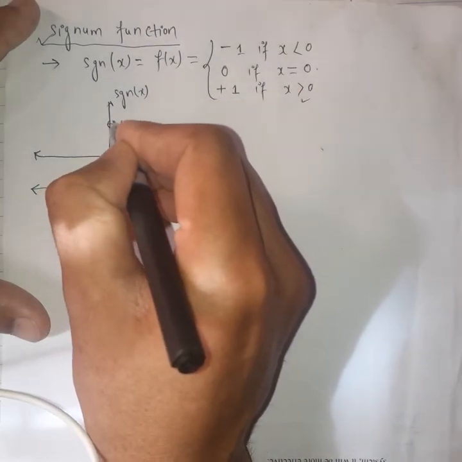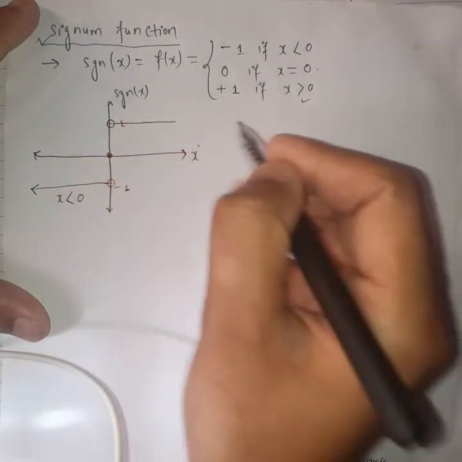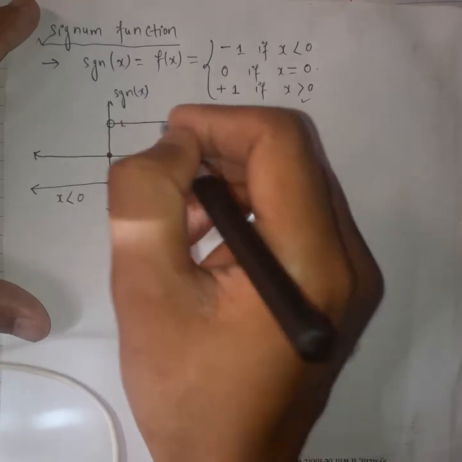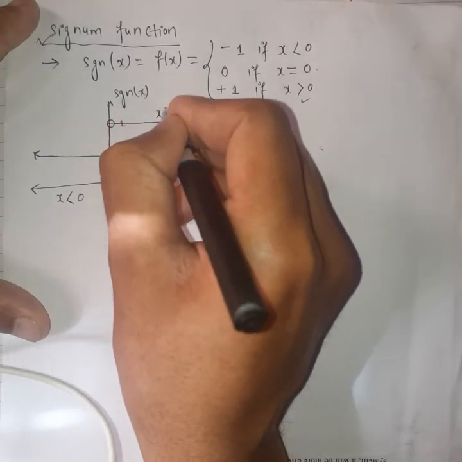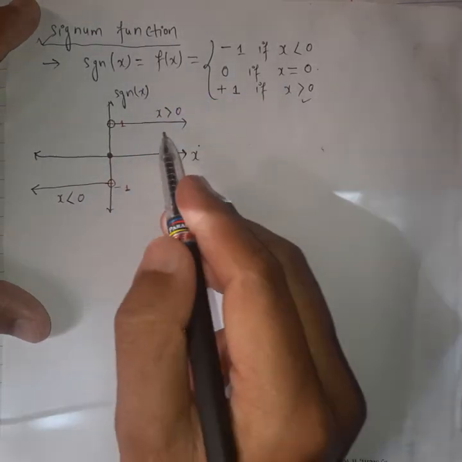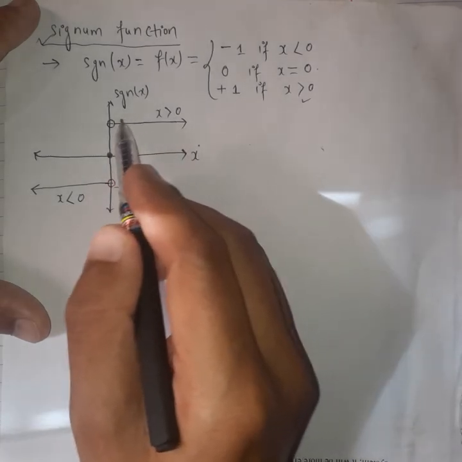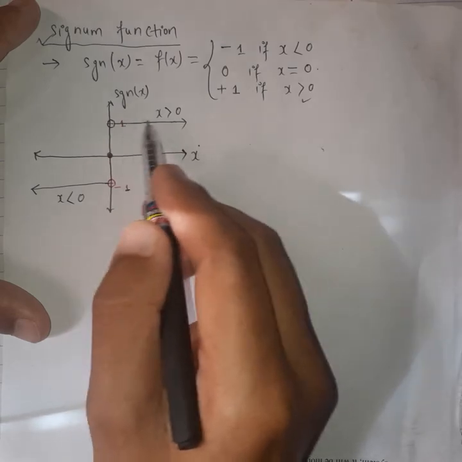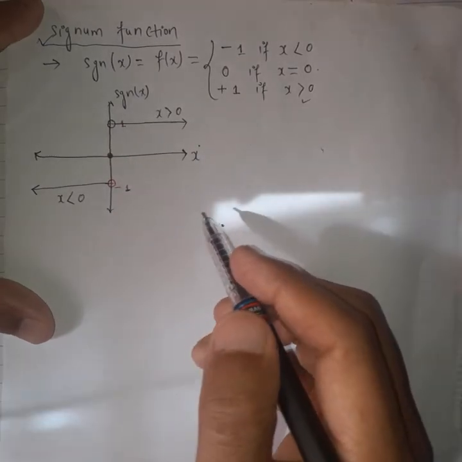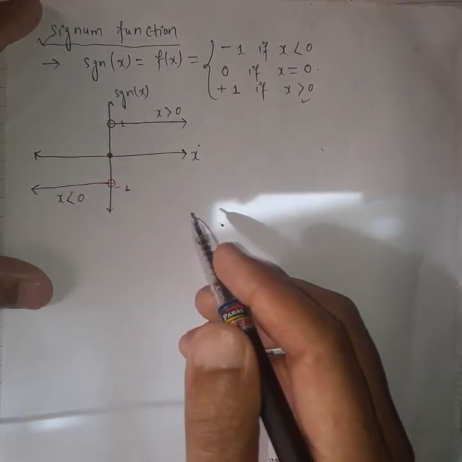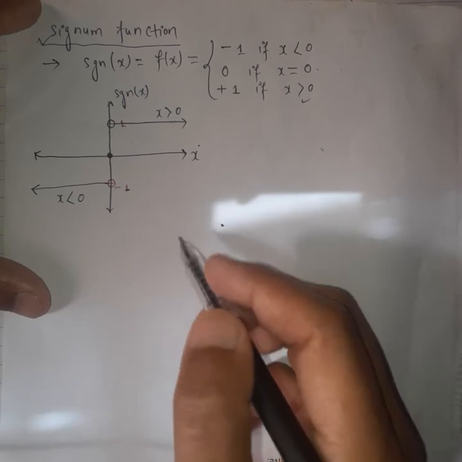There are also open circles here, and this moves towards x. It is for x positive. If we take the input positive, then the functional value, the signum of x, will be +1. This is the graphical representation of the signum function.